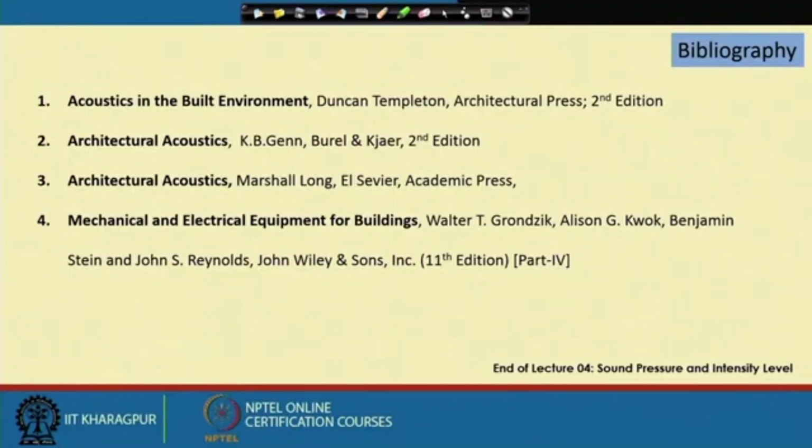There is some bibliography, some books to be referred for this particular lecture. You can find them in the library, or maybe you can go to some library and get them. Some books are available in e-format also.